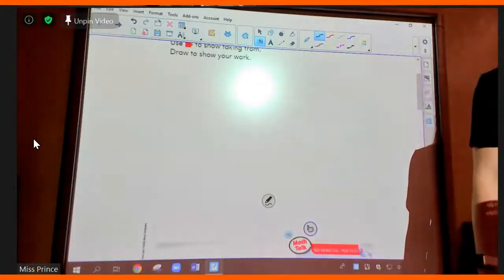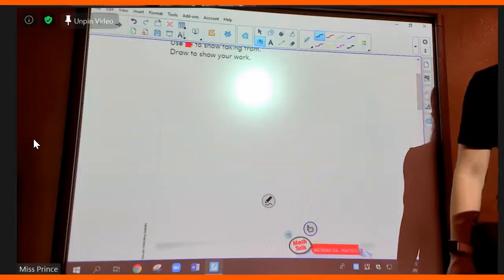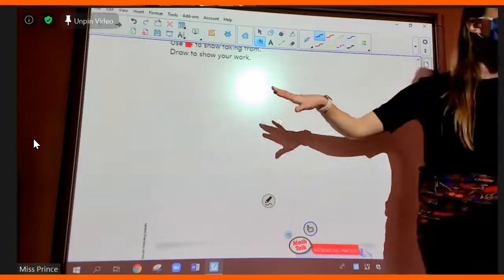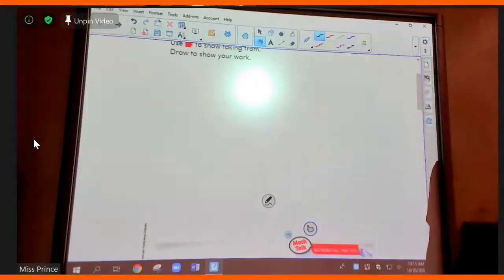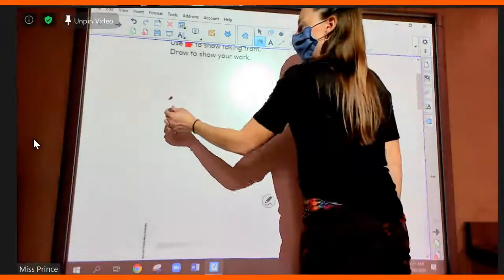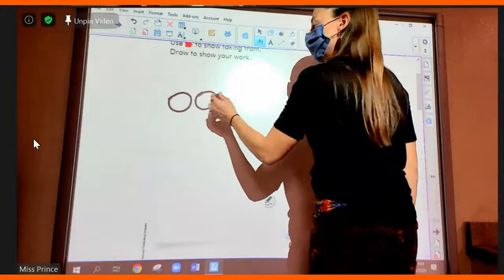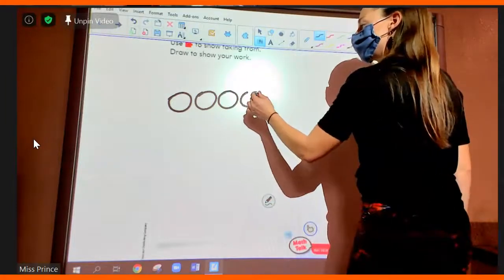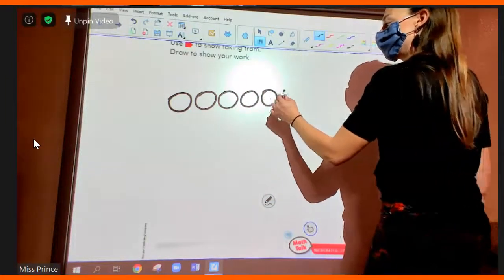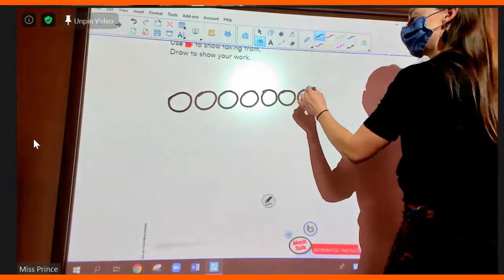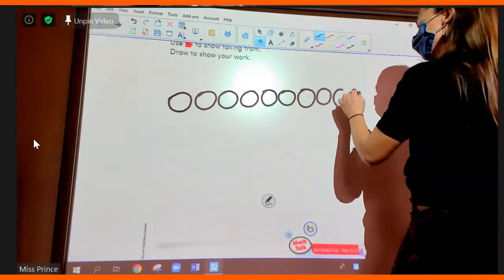Now remember, in math, our drawings for our pictures can be circles or squares, something super easy to draw in a snap. 1, 2, 3, 4, 5, 6, 7, 8, 9.